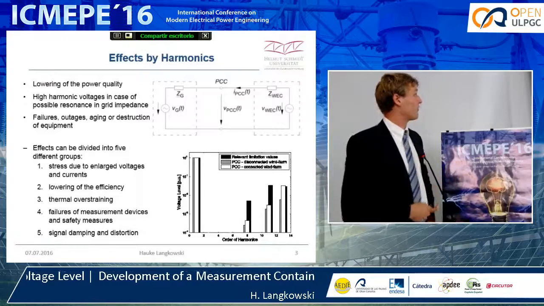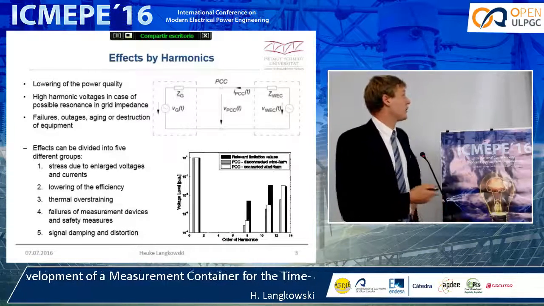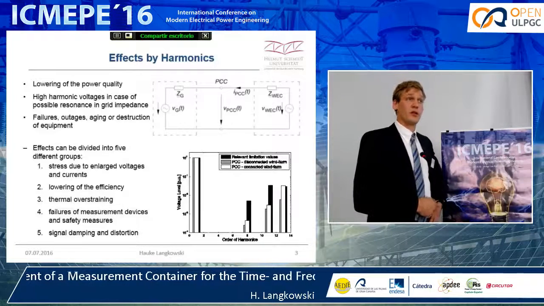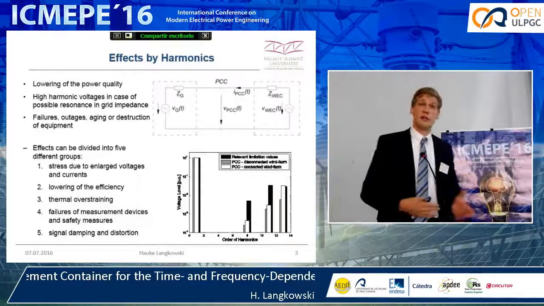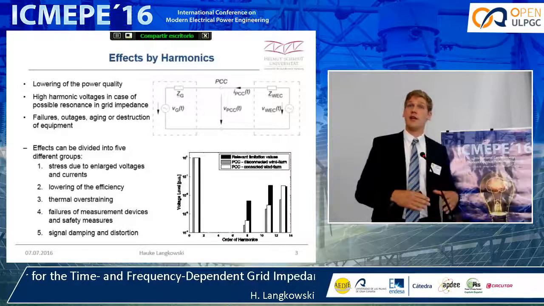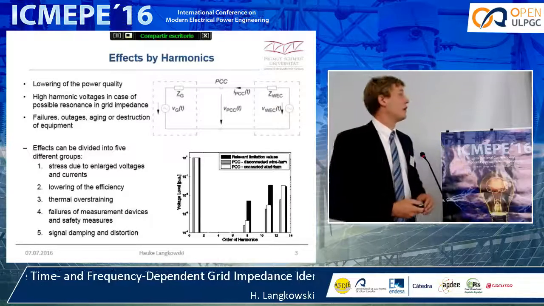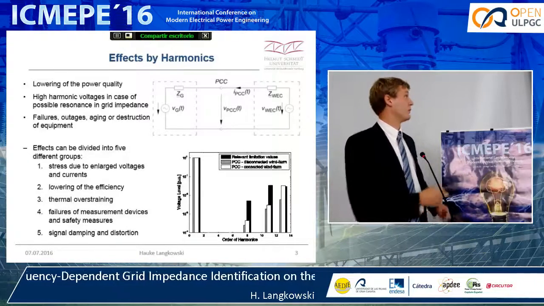Harmonics can cause more lowering of the efficiency, stress of grid equipment, and can also cause signal damping and failures of other devices if the harmonic levels are higher than the standards at the moment.